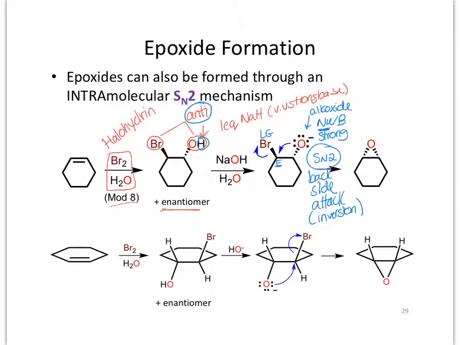So pretty cool, two steps gets us to our epoxide, or you can use the peroxy acid. So please be aware of both. You are completely responsible for these mechanisms because this is all review. We have done each of these mechanisms on their own. The first one is an addition. The next one is acid-base/SN2. So keep that in mind, and that's how we get an epoxide.